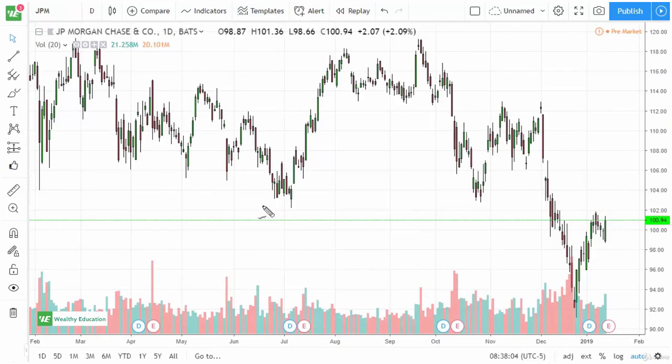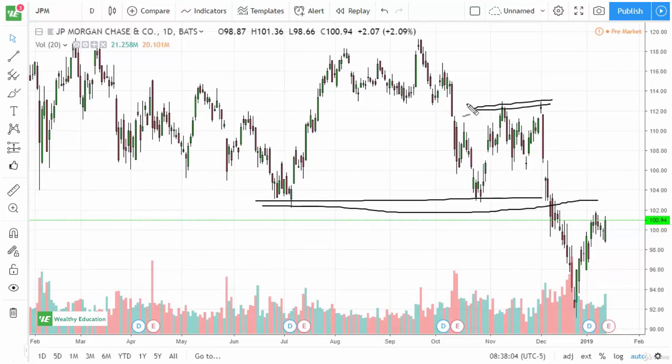So JP Morgan, we've had some support here. I suspect there'll be some sellers right up here. There's resistance here, but there was also support there. There are people who, once that broke and it came back, are willing to get out of their positions at break even to kind of save their accounts a bit. They've been spooked back out of the market.